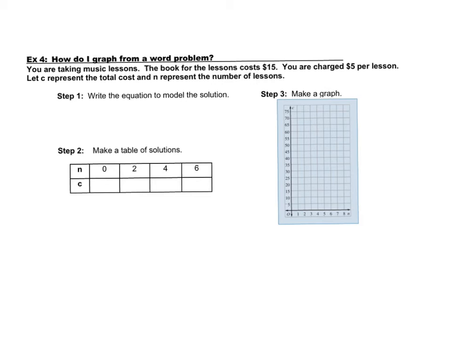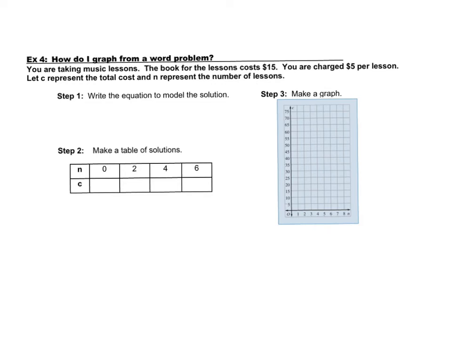All right, example 4, how do I graph from a word problem? You are taking music lessons, and the book for the lessons costs $15. You are charged $5 per lesson. Let C represent the total cost, and N represent the number of lessons. So write the equation to model this situation.